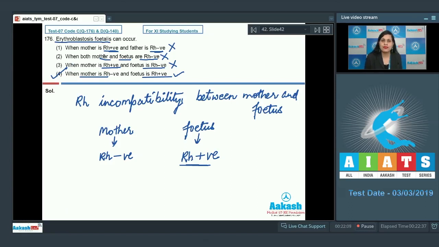Because in this case, when mother is Rh negative and fetus is Rh positive, mother's body starts producing antibodies against fetal RBCs, causing destruction of fetal RBCs, leading to erythroblastosis fetalis. So the correct answer to this question is option number 4. Let's discuss our next question.